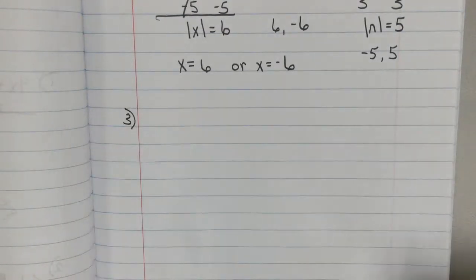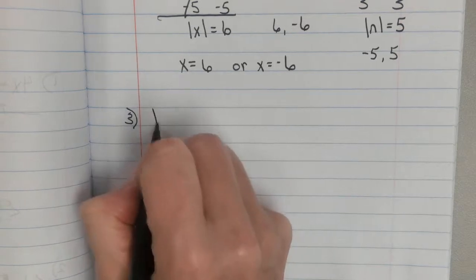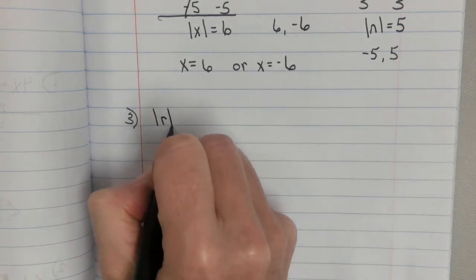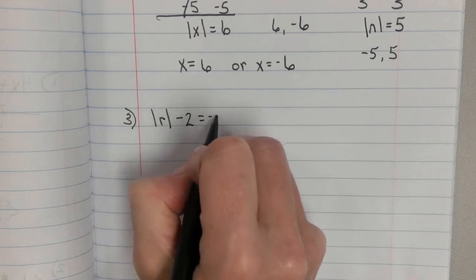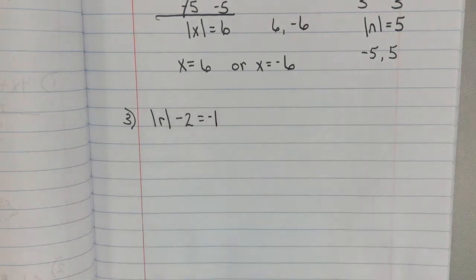Let's do, you do this one. The absolute value of r minus 2 equals negative 1.